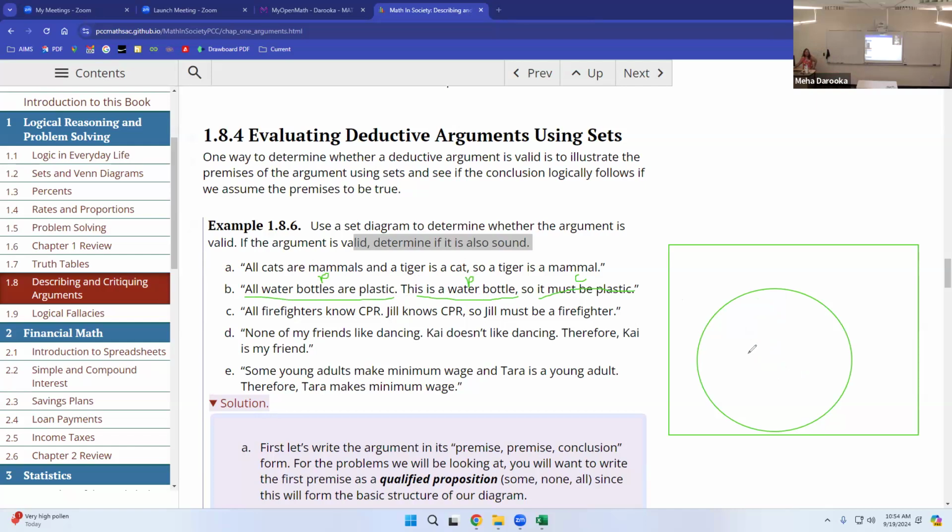So plastic is the larger circle. Now, my question is, do we put the entire water bottle circle inside of plastic like we did with cats? No. It's going to be the opposite. So I can see that wheel turning. Go ahead. Right. Why? Yeah, because are all water bottles plastic? I mean, look at your own, look at yours.